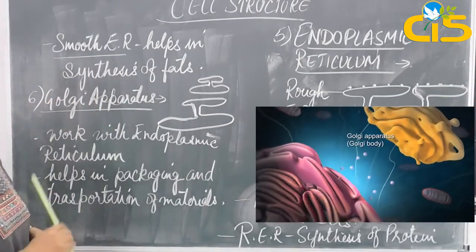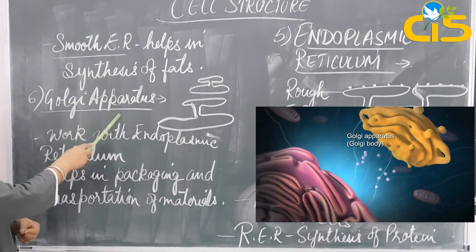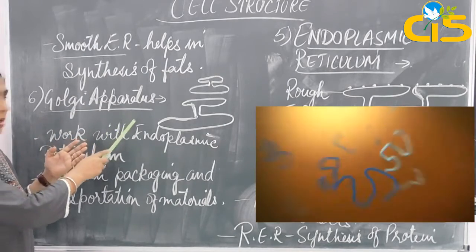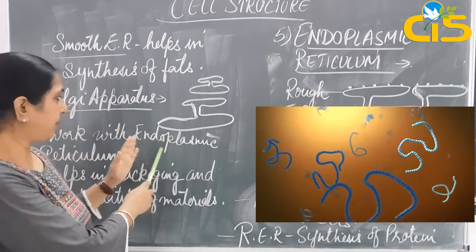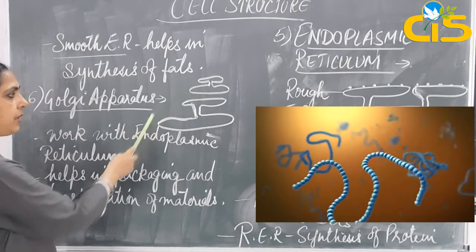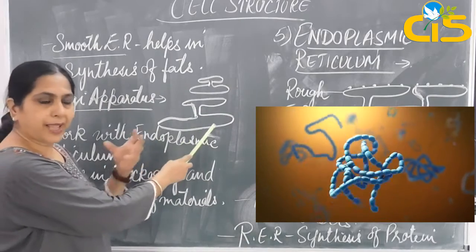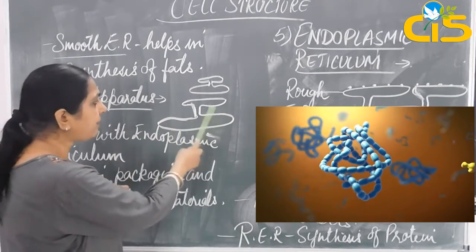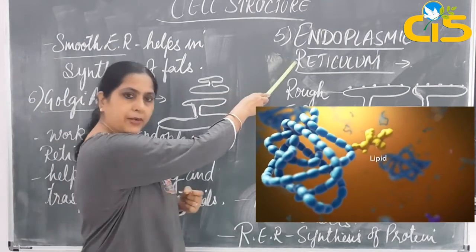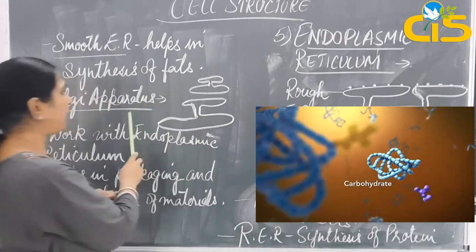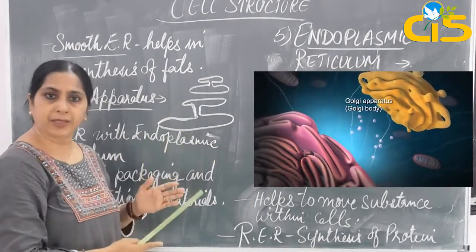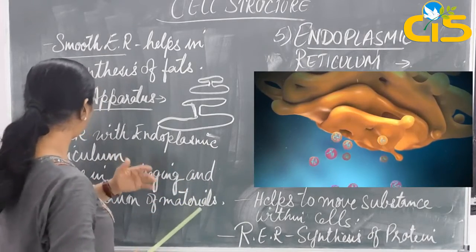Then the other important organelle we have is the Golgi apparatus. They are also called Golgi bodies, Golgi complexes, or simply Golgis. They are sac-like structures, as you can see individually, like a bag. So they are bag-like structures and they work in close coordination with the endoplasmic reticulum. The endoplasmic reticulum and Golgi bodies both work in coordination with each other.